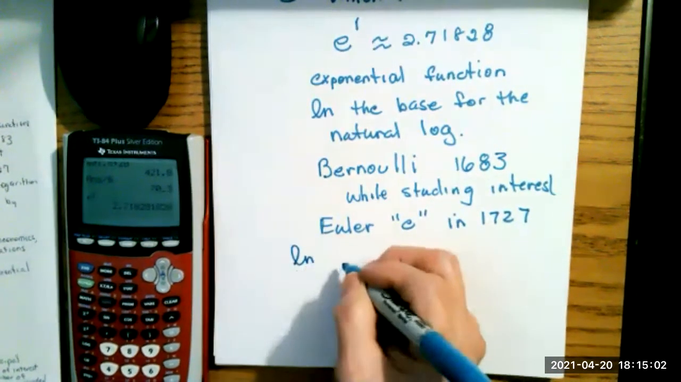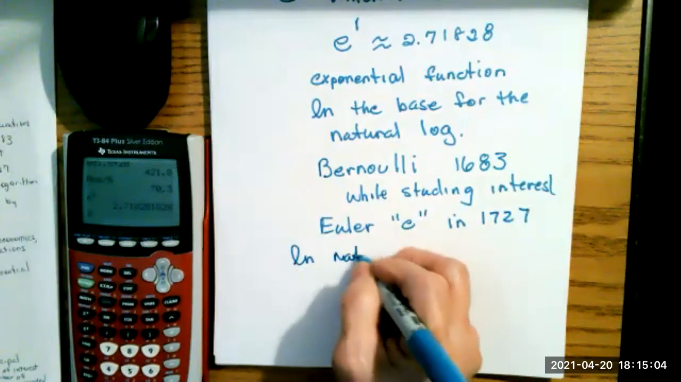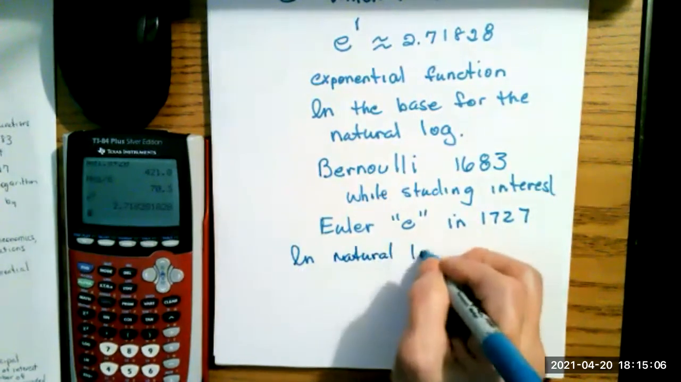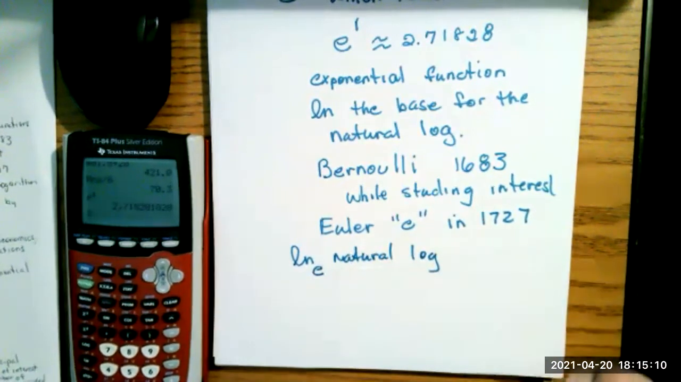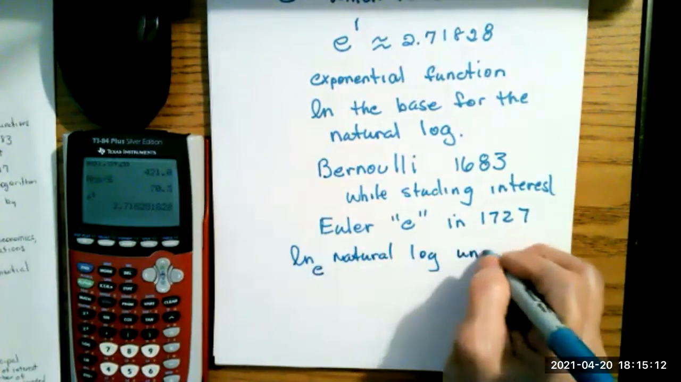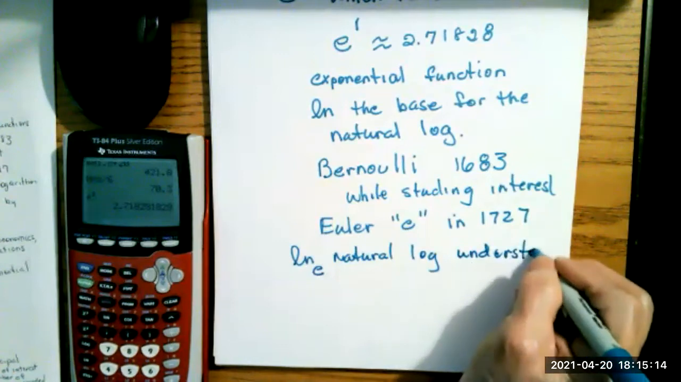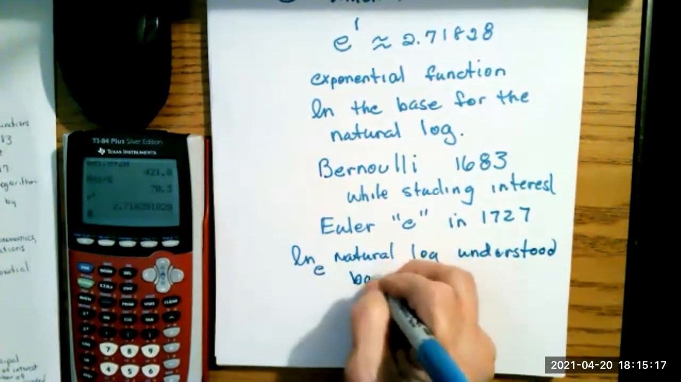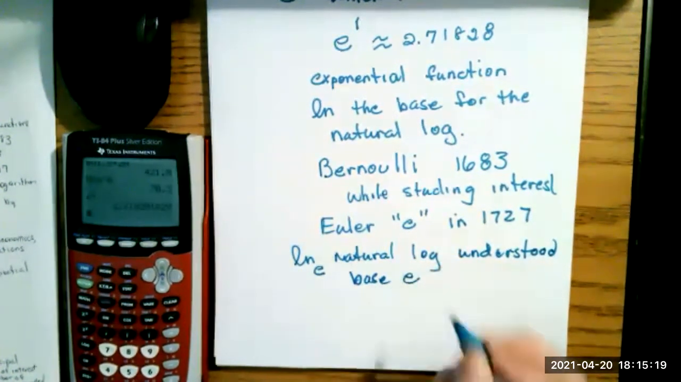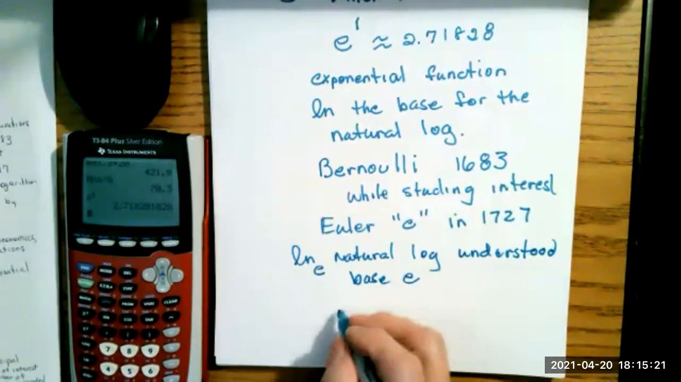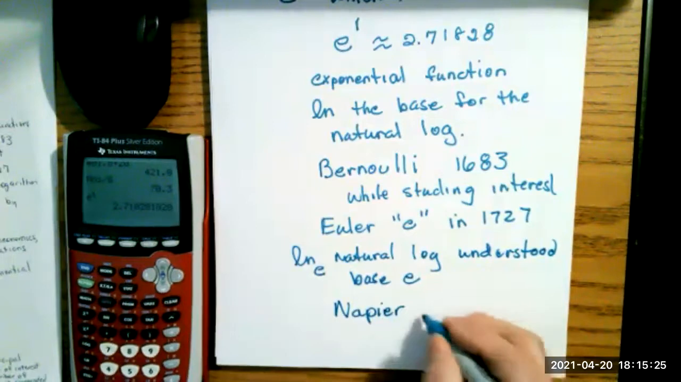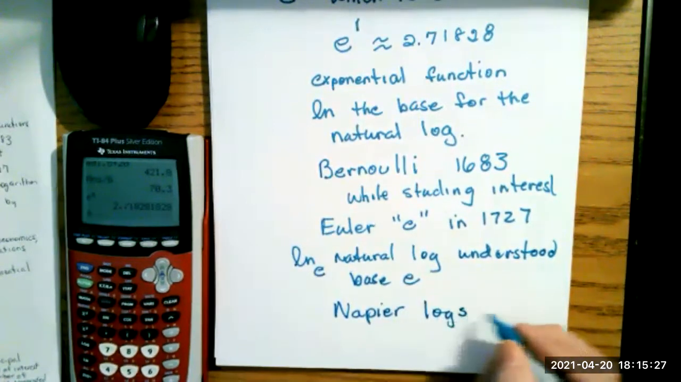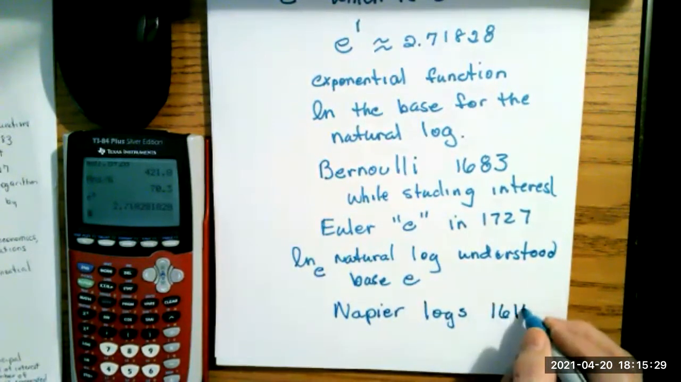Ln is a natural logarithm. And at the base, little bitty E down there, it's understood E. And we're going to learn about bases tonight. And Napier did that. Napier is the one that did logs, and he did that in 1614.